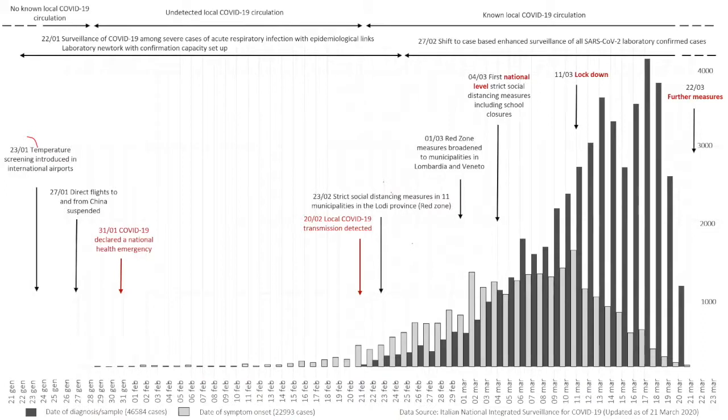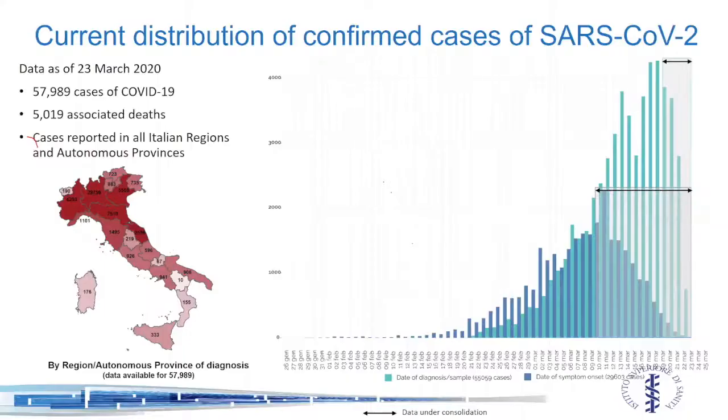The future is that the end of these measures is officially planned for the 2nd of April. But of course, this is just an indication. We are looking at the curves, and according to them, we will decide what to do. The next slide shows the distribution.